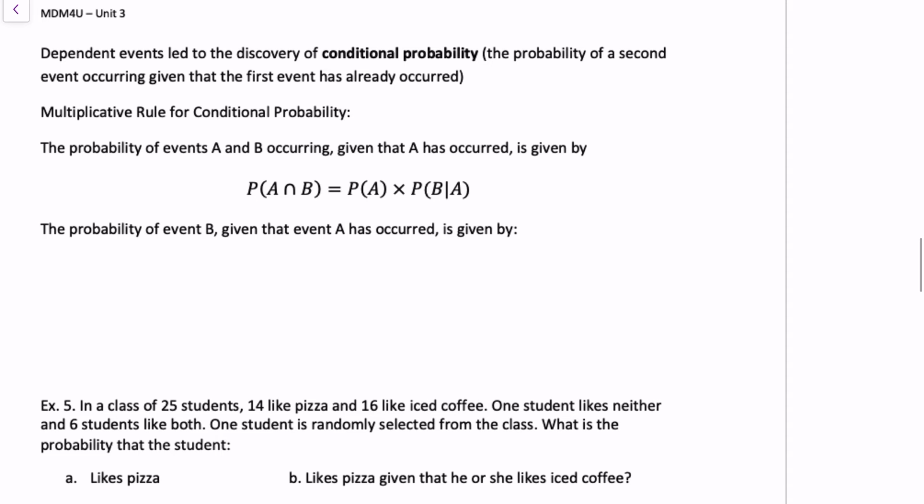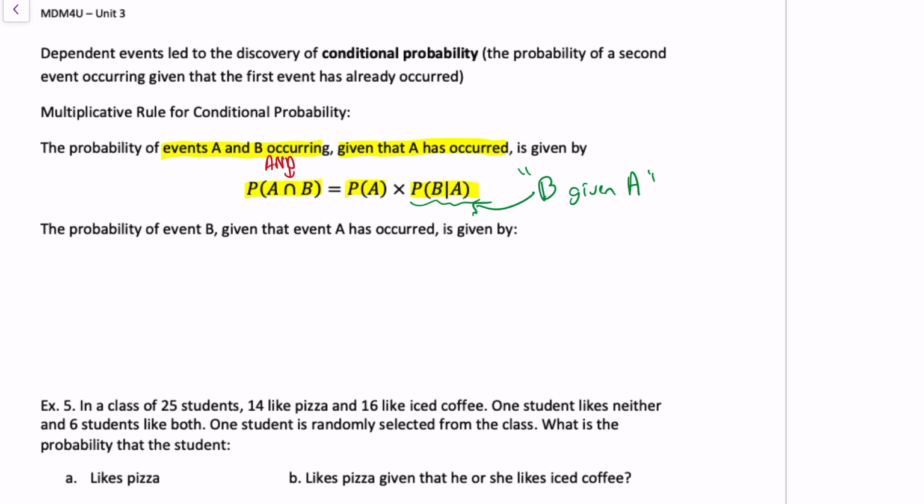So the multiplication rule for conditional probability says, if you have the probability of events A and B occurring, given that A has occurred, so in the previous example, we know that they were French, is given by this: the probability of A and B. And again, it's the intersection, is equal to the probability of A times the probability of B given A. So this part here is the probability of B given that we know A.